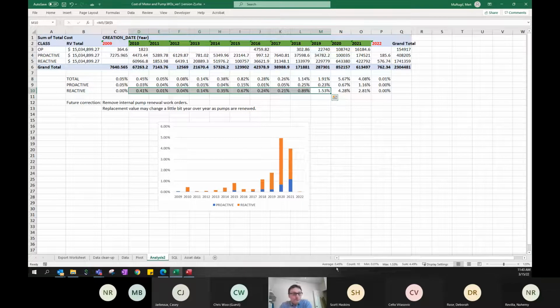Deb, your hand is up. Just a comment on the reactive. We found that because we don't have consistency across our plants, in some cases they're using reactive when they should be using PM. There are various reasons, but one of them is because they don't actually activate a PM. This particular plant, they don't activate a PM. They just wait until they decide, oh, now we're going to do something with this, and then they code it reactive.